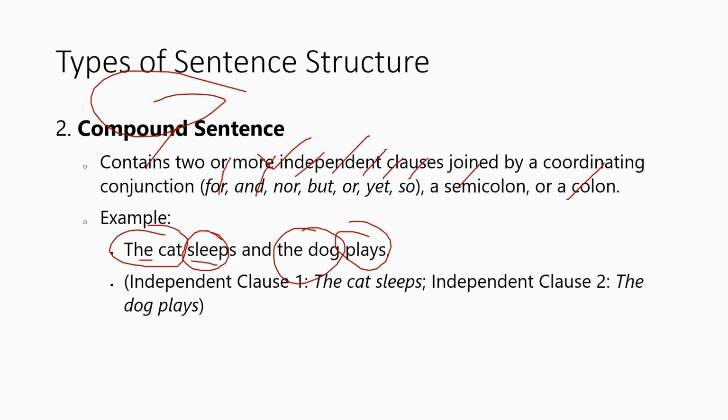So it means the cat sleeps, the dog plays. Both are independent because they have a clear meaning, so they don't depend on each other. "The cat sleeps" gives a clear meaning. "The dog plays" gives a clear meaning. And they are both joined with "and." So this is an example of a compound sentence.